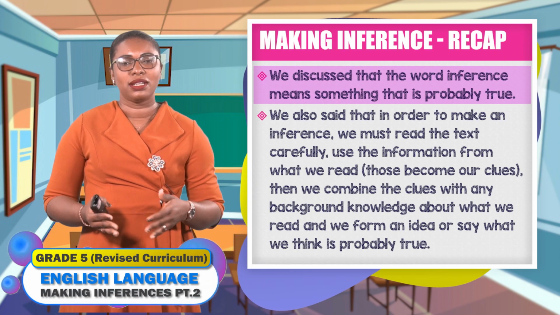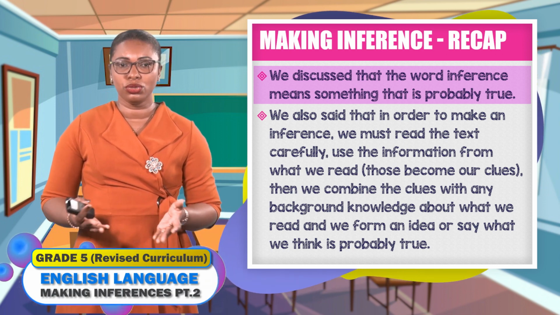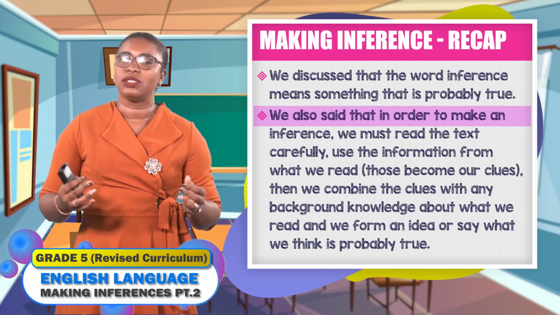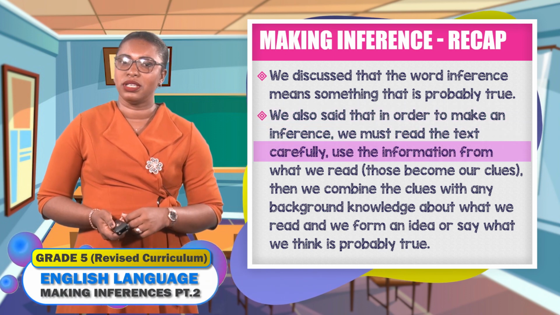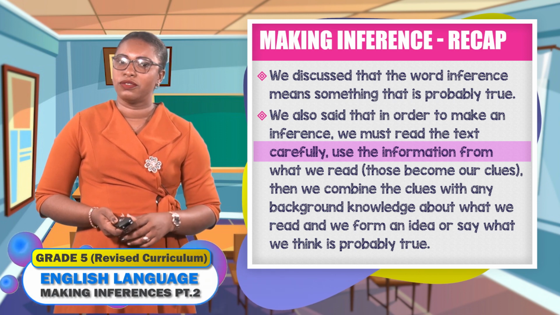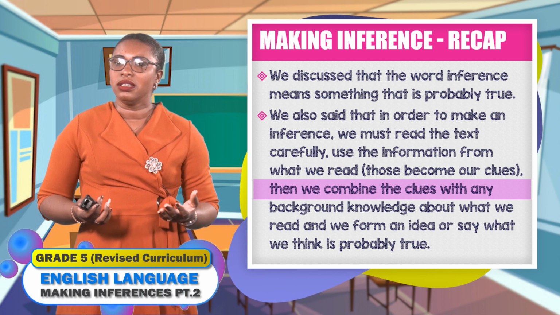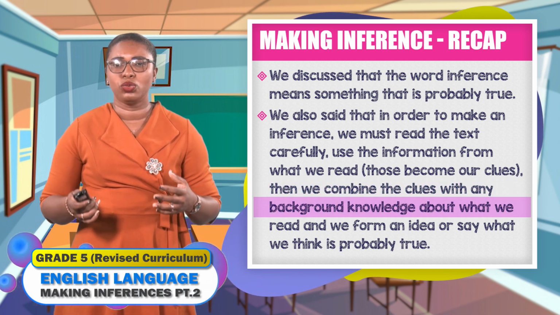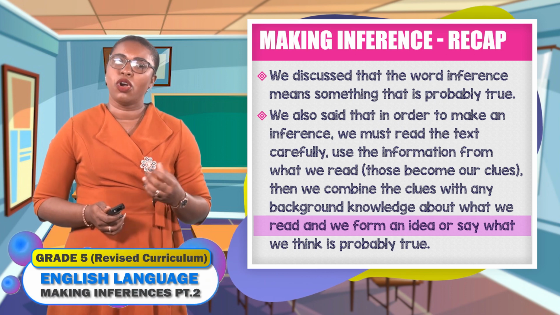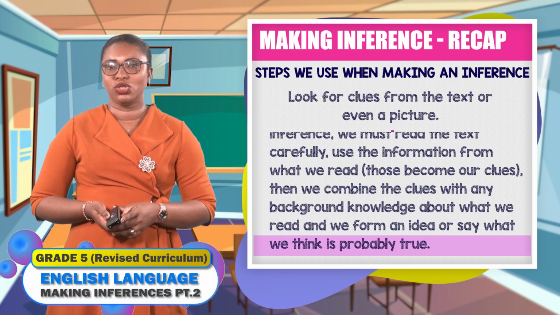We discussed that the word inference means something that is probably true. We also said that in order to make an inference, we must read the text carefully and use the information from what we've read, and that information becomes our clues. Then we combine those clues with any background knowledge about what we've read, and we form an idea or say what we think is probably true.